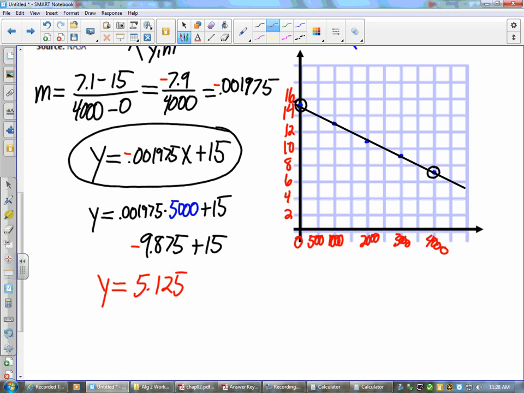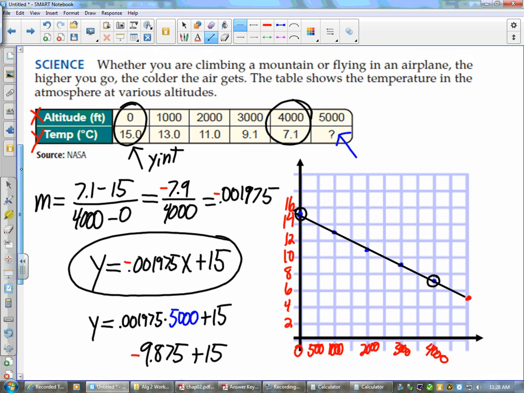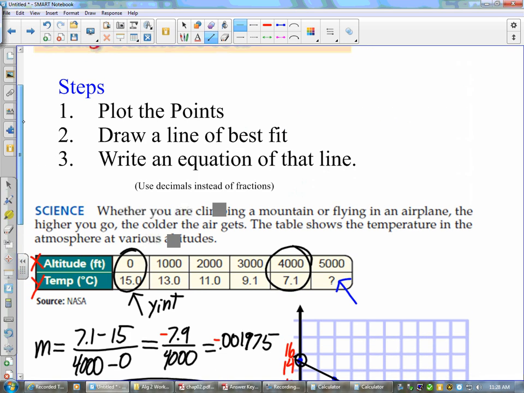And 5.1 is about right here, and that looks pretty close. So thanks a lot. Be careful of those negative signs. Good luck. Remember, plot the points, draw a line in the middle of all those points, and then pick 2 points on each end that are a ways away from each other, and write an equation with those 2 points.